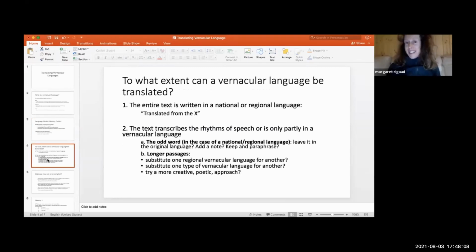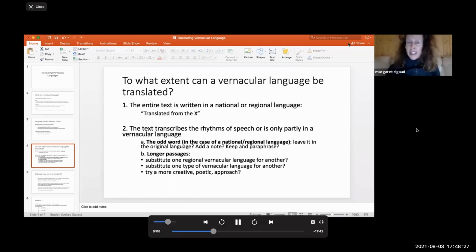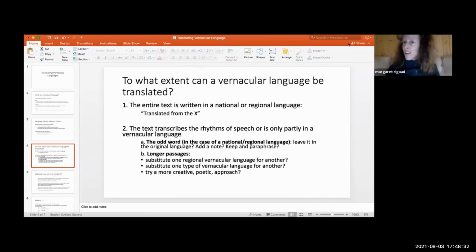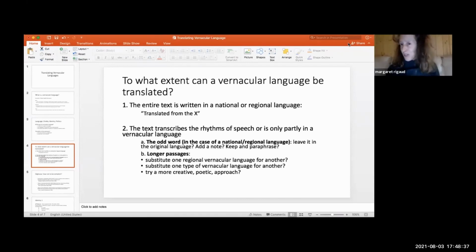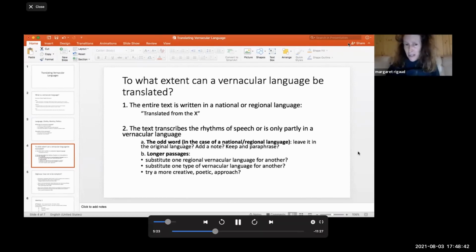So to what extent can a vernacular language be translated? So obviously no language is perfectly translatable. However, as translators, we have to give it a shot. First, the entire text is written in a national or regional language. That's the easiest scenario. You might just say that you translated this book from the Scots or the Gaelic or the Occitan or the Catalan, and you don't really have to necessarily address much more than that if it's a national or regional language.